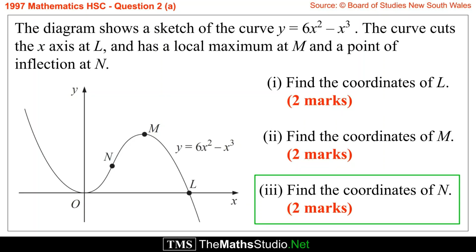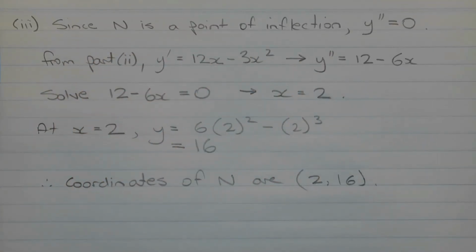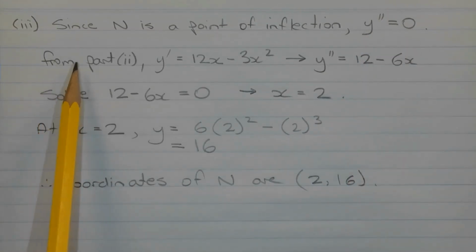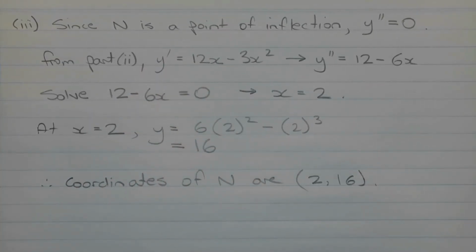Part 3. Find the coordinates of N. Since N is a point of inflection which is given in the question, the value of the second derivative y double dash is equal to 0. Now from part 2, we found the first derivative, y dash is equal to 12x minus 3x squared. So to get the second derivative, we just have to differentiate the first derivative one more time with respect to x. So differentiating y dash, we get y double dash, or the second derivative, is equal to 12 minus 6x.